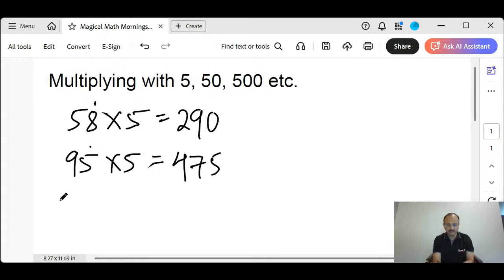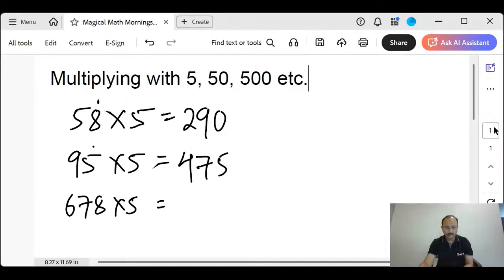Let's take a little bigger number. Let's take 678 into 5. Do this. Okay. Whenever we are multiplying this, what do we consider, because someone said they have not understood: 678 into 10 we will consider, that is 0. Then we divide by 2. Divide by 2 means just writing the half of that one.